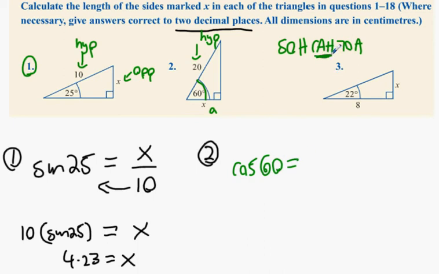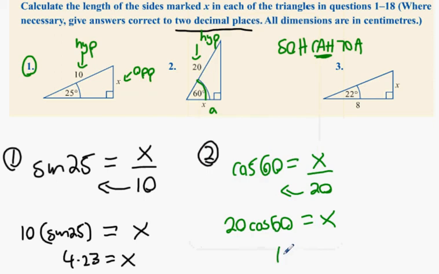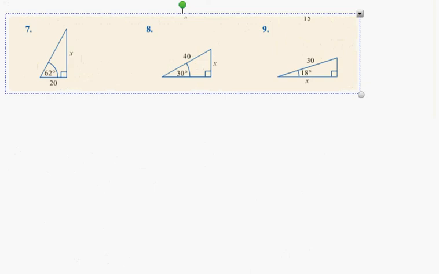Cos 60 is equal to what? Adjacent over hypotenuse. What's the adjacent side? What's the hypotenuse? 20. It's currently being divided by 20. What happens to the 20? 20 cos 60 equals x. Go to your calculator. 20 cos 60 equals 10. 10 equals x.